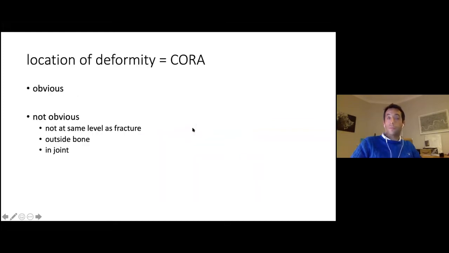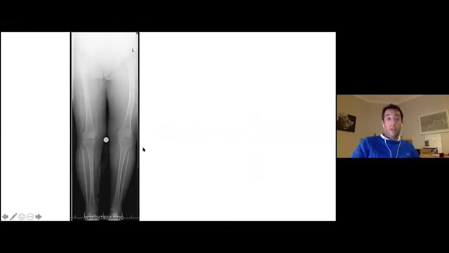So, when we look at that again, just so you know, the deformity can be obvious. It may not be obvious, as we said. It may not be at the same level as a previous fracture. It may live outside the bone or even in a joint. And here are just some examples of where you can get caught out. This is really important, shows the importance of two views. These are all my own cases.